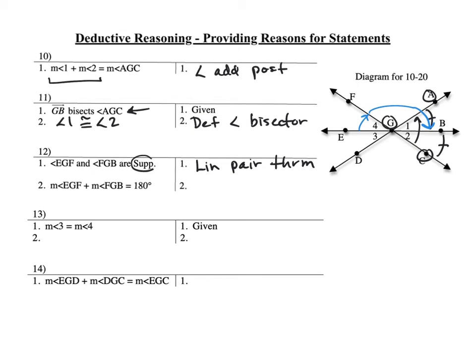Well, we know they're supplementary. What does that mean? And how do we know it? We know it because we have a definition. We know they add to 180 because they're supplementary. That's what the definition of supplementary angles says. If two angles are supplementary, then they add to 180.